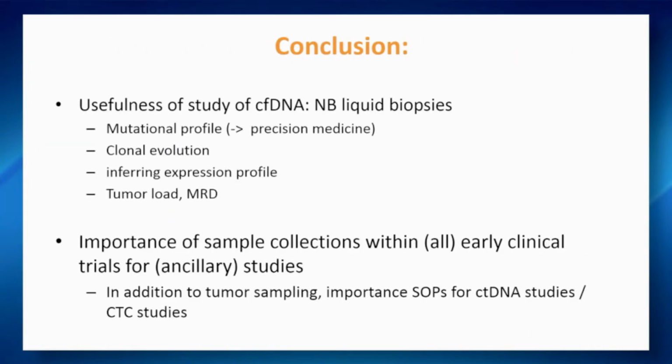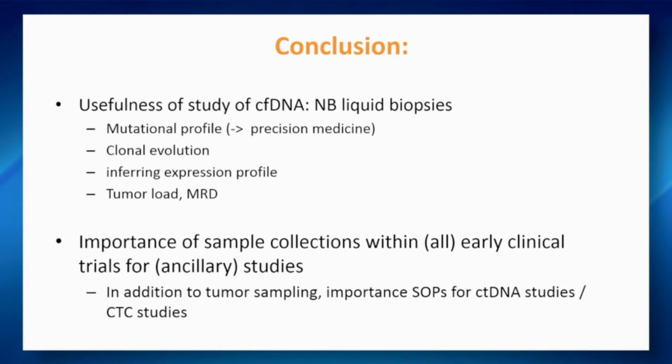experiments. So I hope that I have shown you that we have really a lot of evidence that cfDNA and liquid biopsies are really of usefulness, both to study the mutational profile, genomic information at given time points that can be of importance, especially in the context of precision medicine. We can use this to study clonal evolution. We can also use this probably to infer expression profiles, and further studies need to be done if we want to use this for the tumor load or MRD.